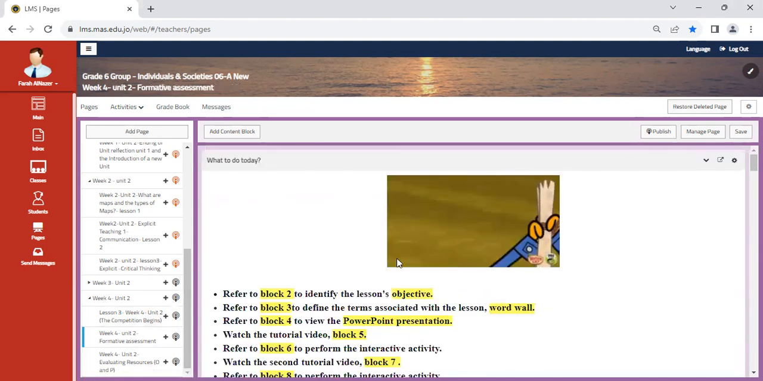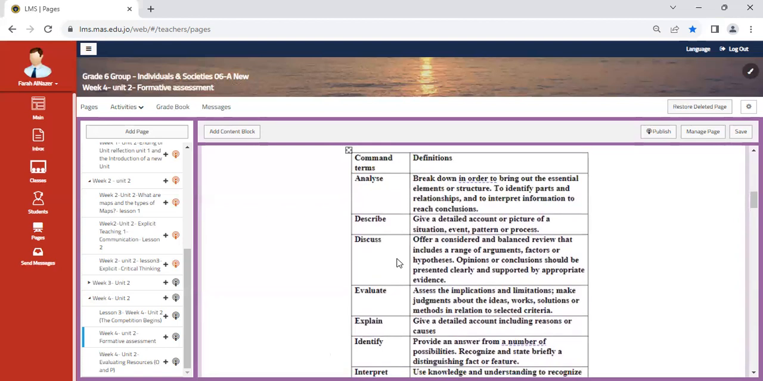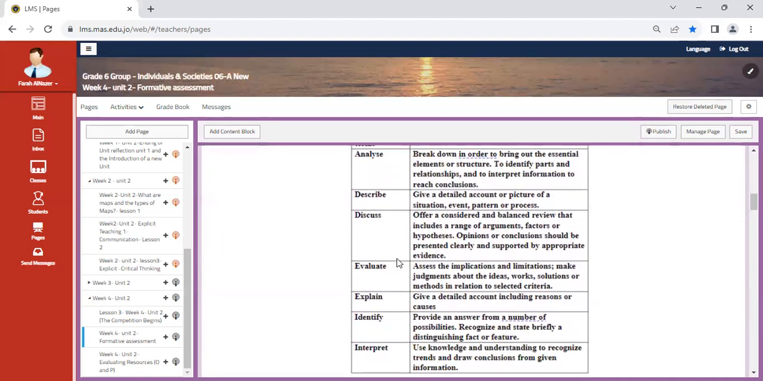The second class will be a formative assessment that aims to assess the following. As you've noticed, there's a word wall, which is very important because it tells you what we are going to focus on: your ability to analyze, describe, discuss, evaluate, explain, identify, and interpret. You'll need to study from the book the definition of a map, the role of the person that creates a map, and how the person that creates a map may have different perspectives in terms of how they perceive the world around them. We've set some interesting examples in class.